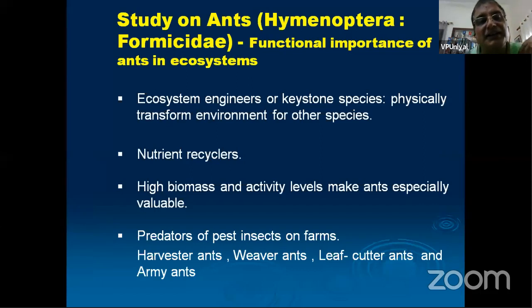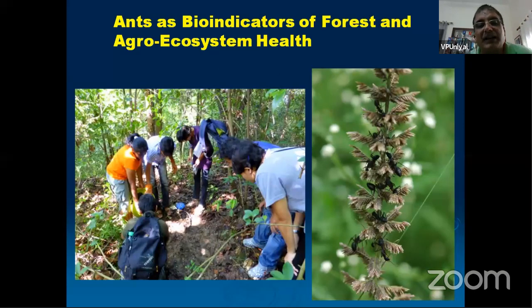Secondly, I already discussed the ants. They are ecosystem engineers, keystone species, transforming the environment for other species. Nutrient cyclers, I already highlighted. Without ants, nutrient processing is not going to complete. High biomass and activity levels, predators of insect pests, and they are perfect indicators. We have done some exercises with our master's students in Dehradun also, and documented the number of species of ants that exist over there.